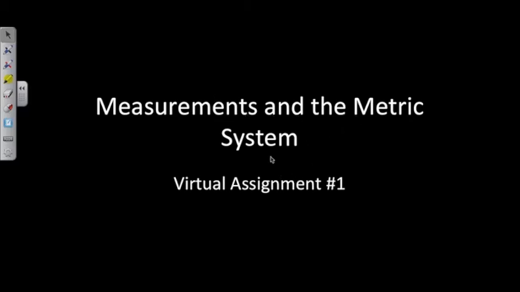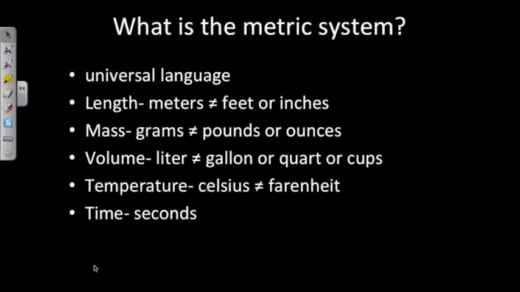For our purposes, whenever we do labs or experiments, we want to be using the metric system. The metric system is internationally recognized, and it's a universal language. Everyone in the world uses the measurements for the metric system. Length is meters, mass is grams, volume is liter. We do not use things like feet, inches, pounds, gallons, or Fahrenheit when talking about temperature, because those are only part of the American system. They're not part of the international system.